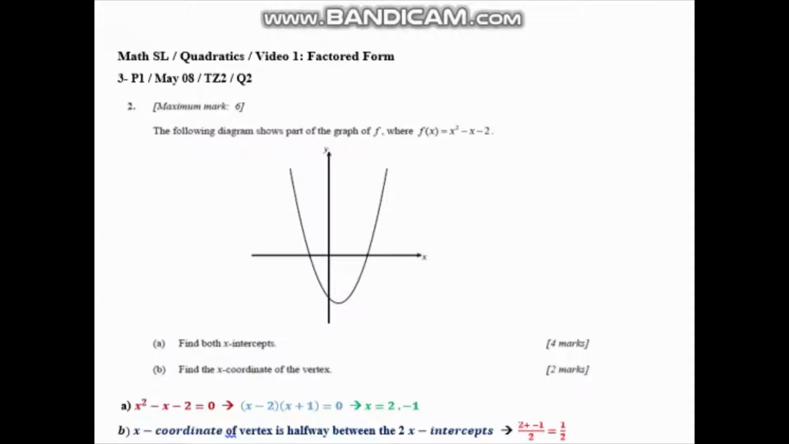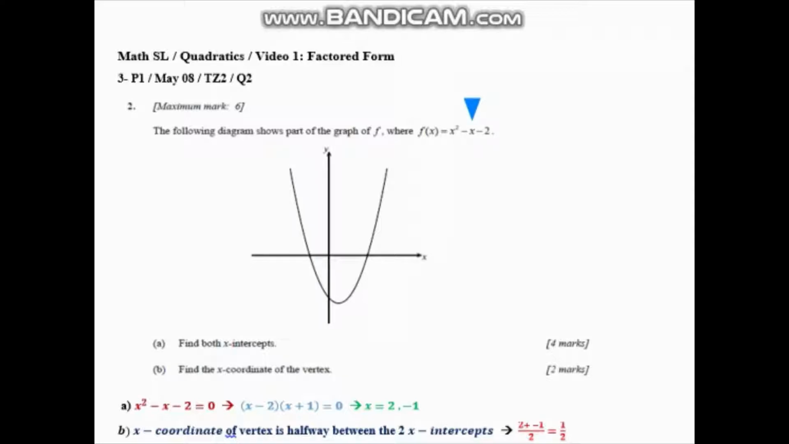So you are given the equation of the graph x squared minus x minus 2, and you are required to find both x-intercepts. So as we said before, the x-intercepts are the values of x for which y equals 0. So we want to find the values of x that would make this value of f of x equal to 0, which in other words means that we're going to solve this equation equal to 0.